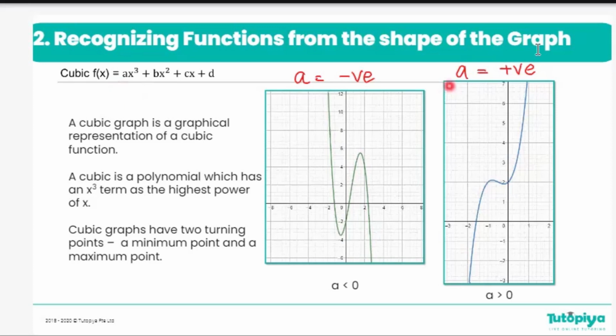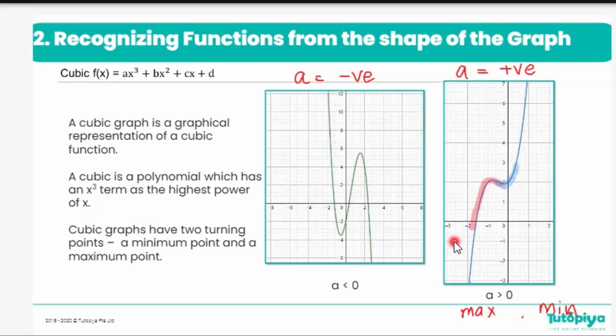Now, if we have positive cubic graphs and we look at the graph from left to right, we would be able to encounter a maximum turning point first, and then we would be able to see a minimum turning point. So looking at our graph from left to right, I can first see a maximum turning point over there, which I've marked in red. And then I can see a minimum turning point over here that I've marked in blue.